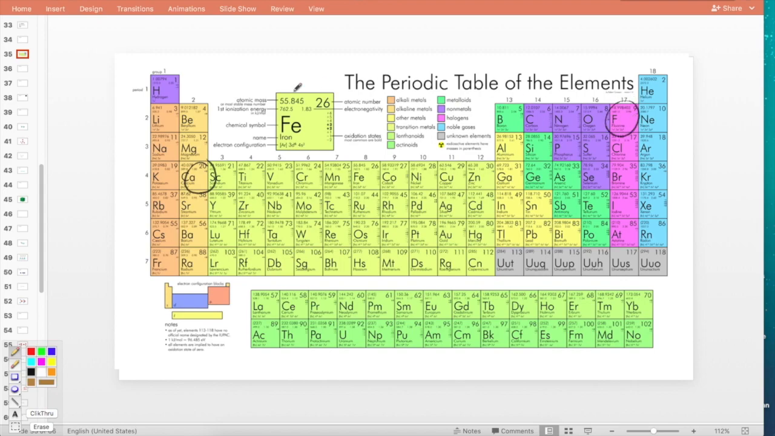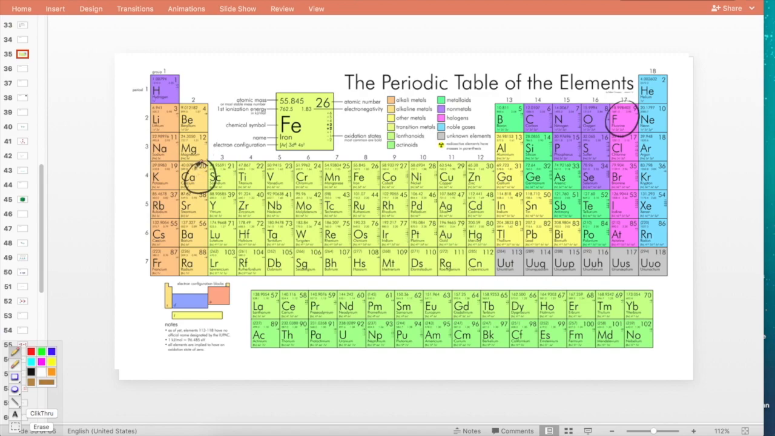So let's see if I can figure out the formula. Remember, the formula for an ionic substance shows the ratio in which these atoms or ions would join together in a crystal lattice. And they join together to cancel out their charges, right? So I need to figure out something about the charge. What type of ion do these form?